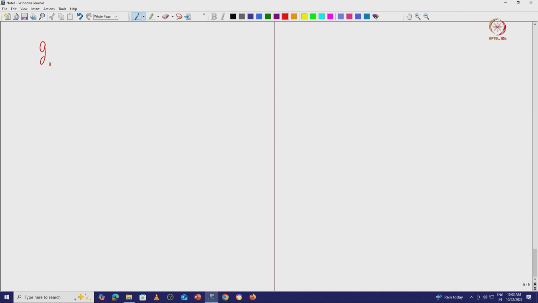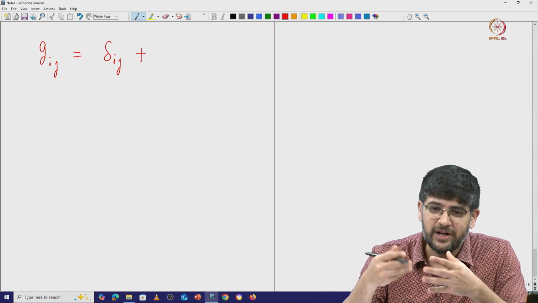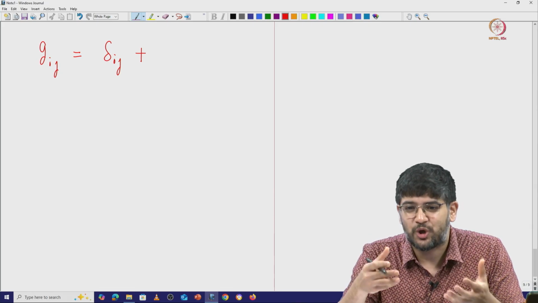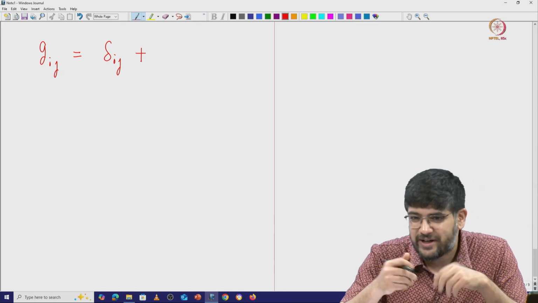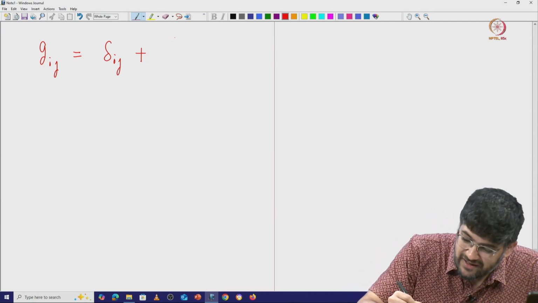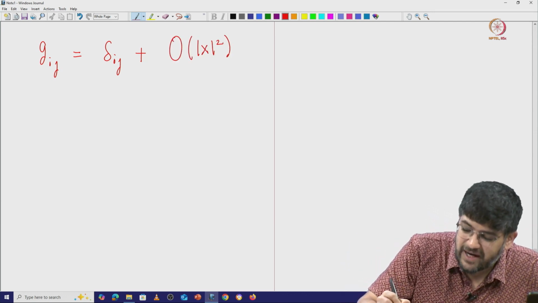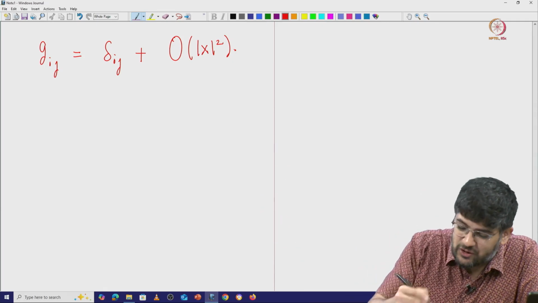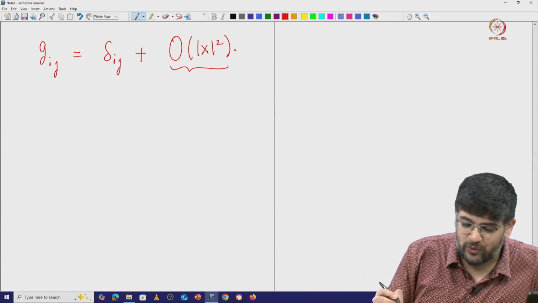If you look at the corresponding metric components Gij, and look at its Taylor expansion, it will look like this. There's some constant term, which in this case will just be delta Ij, the Euclidean metric in these coordinates, plus generally in a Taylor expansion you also have a linear term. But the point is that you can make a clever choice of coordinates so that the linear term disappears and you're only left with a quadratic term and all the higher order terms, right? That is denoted by O of mod x squared.